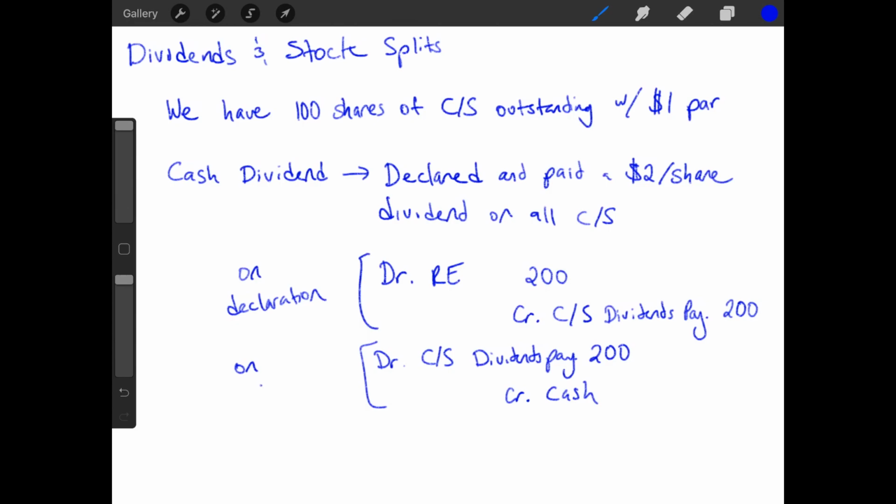Remember when you're doing this type of problem that dividends are never going to be an expense, and declaration and payment will only be dealing with balance sheet accounts. So hopefully this was the most familiar for you.